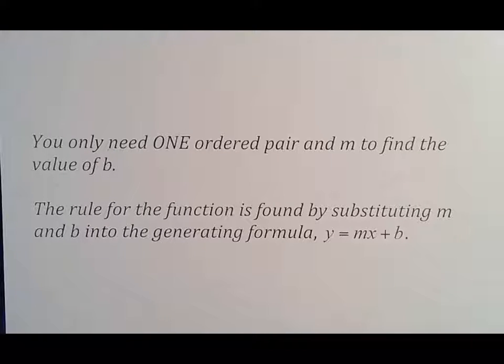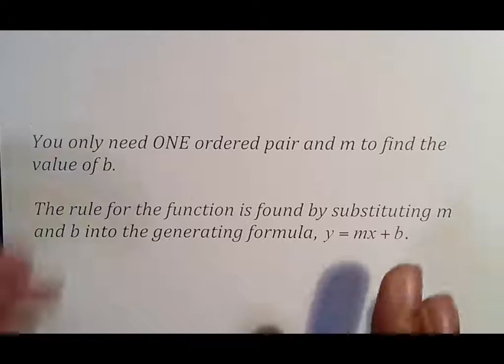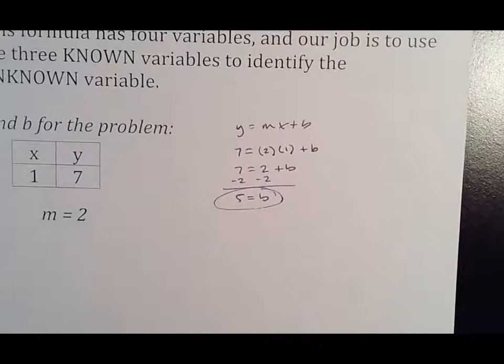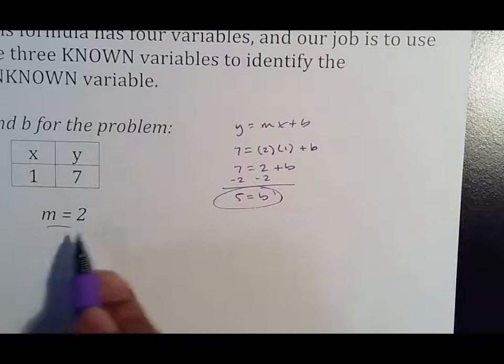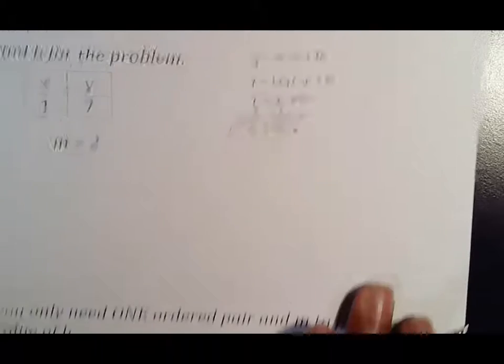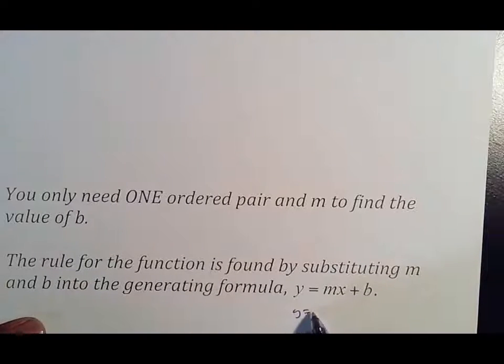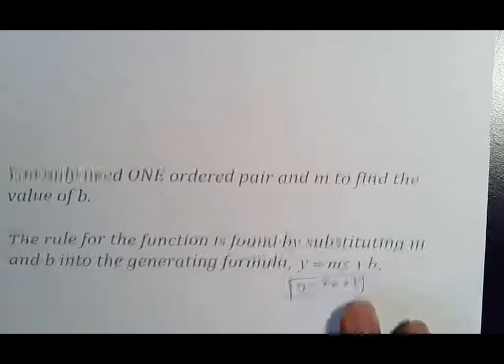The rule of the function is found by substituting m and b into the generating formula. So, looking back at this, m is 2, b is 5. You don't need to write this yet. But m is 2, b is 5. So what we would do is put y equals 2x plus 5. And that would be my rule generating formula.